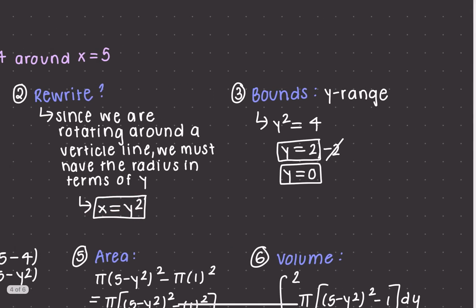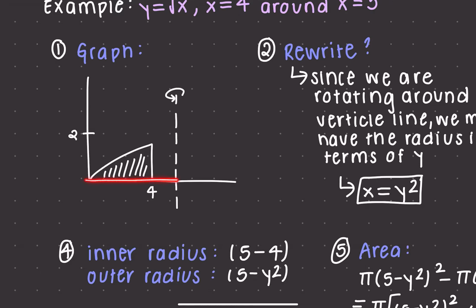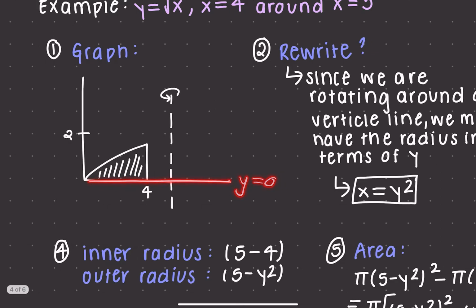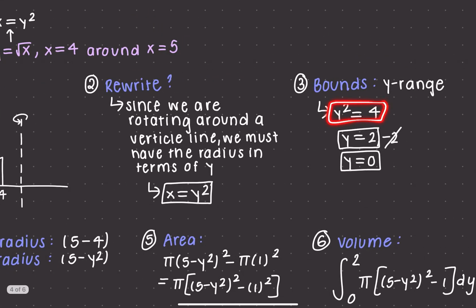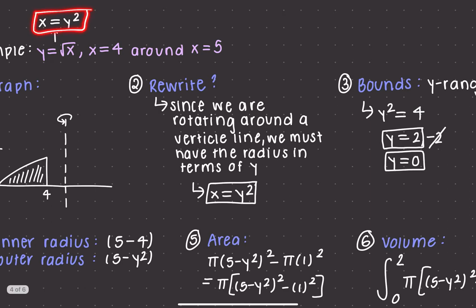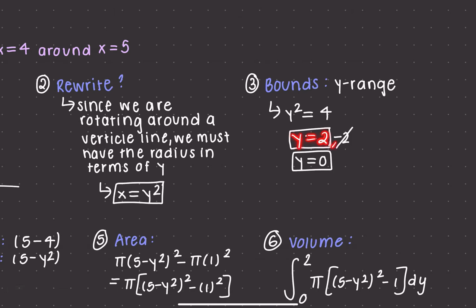The next thing we do is find our bounds in the y range. When we look at our graph, we realize that one of our bounds must be y equals 0. This is because the graph never falls below the line y equals 0. Our second bound we can find by setting our curves equal to each other, specifically this curve and this curve. When we set them equal to each other, we get y equals 2 and y equals negative 2. However, since the curve never falls below y equals 0, we can cross this out, leaving us with the bounds y equals 2 and y equals 0.